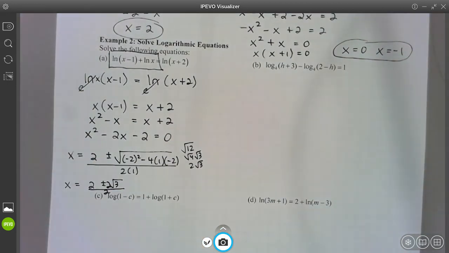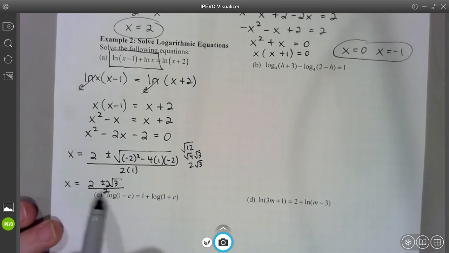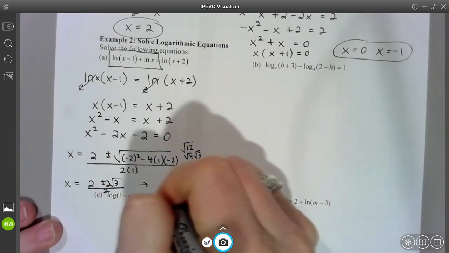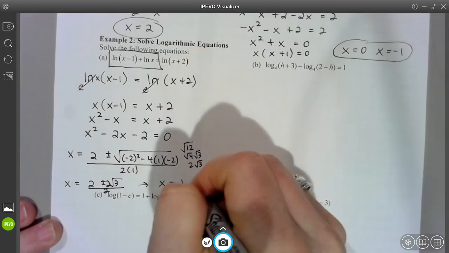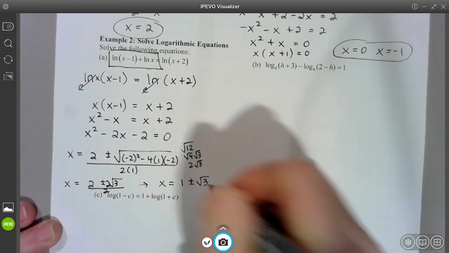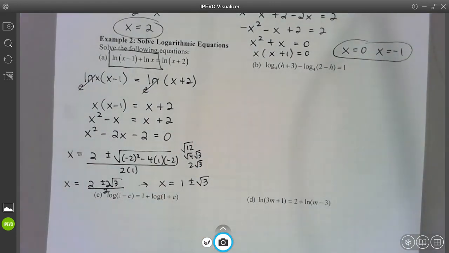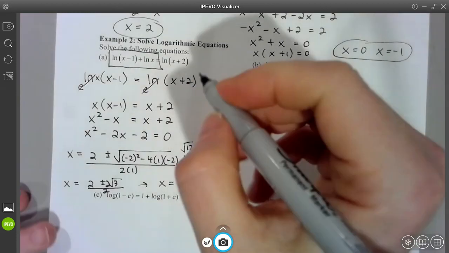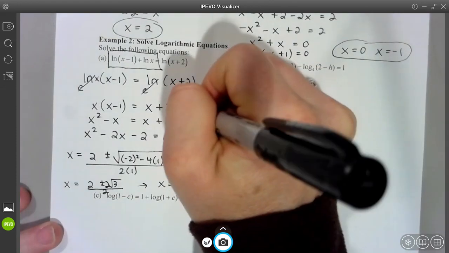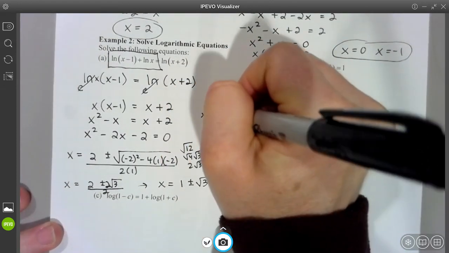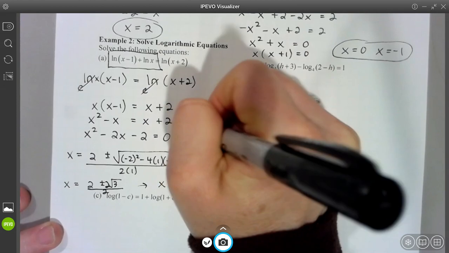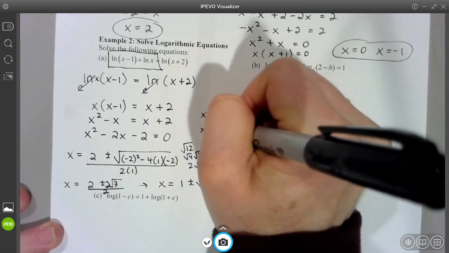All over 2. So you get x equals 2 plus or minus 2 root 3 over 2. Well, guys, everything on top divides by 2, so that's going to simplify to x equals 1 plus or minus root 3. So those are your exact solutions, 1 plus or minus root 3. I'm going to get the decimal versions now just so I can check for extraneous solutions. So if x was 1 plus root 3, or if x was 1 minus root 3.